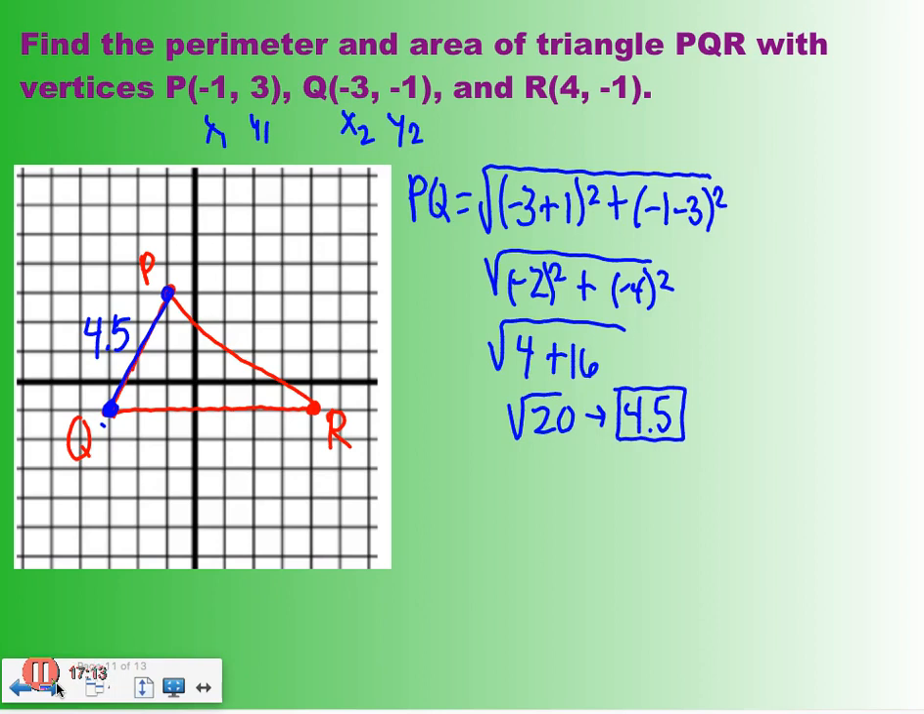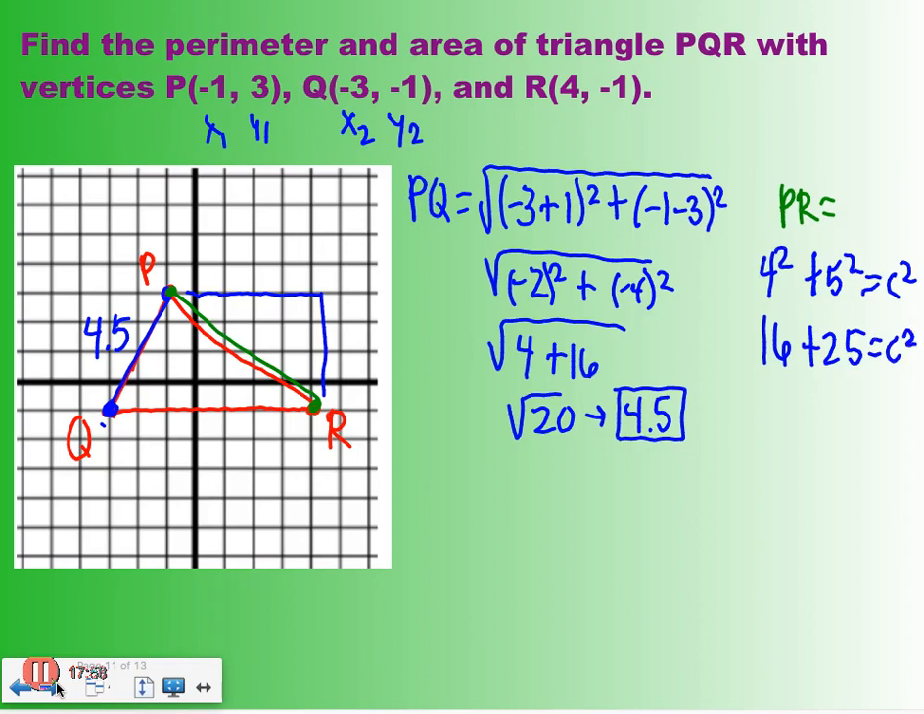Okay, now let's try to find PR. And for my people who like the Pythagorean theorem, I'll do it that way for this one. So how many up do I need to go? 1, 2, 3, 4. Can't count today. So 4 squared. How many over do I need to run? 1, 2, 3, 4, 5. Plus 5 squared equals c squared. 16 plus 25 equals c squared. Add those together, and I get the square root of 41, which is approximately 6.4. Okay. So this looks less confusing. I'm going to erase that.